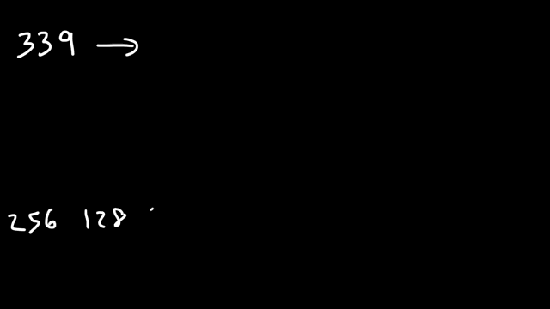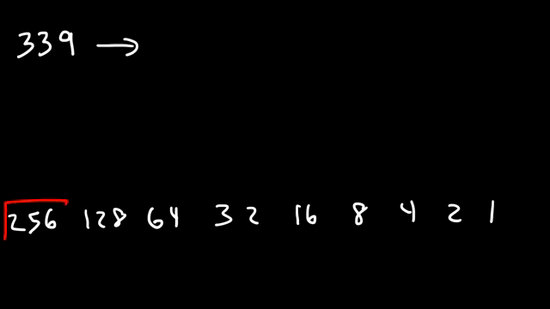Now here's another example. Let's try a bigger number, 339. Go ahead and work on that example. So this time, we need a number that's higher than 128. 128 times 2 is 256. So we're going to start with 256, and then 128, and then 64, 32, 16, 8, 4, 2, and 1. So 256 is the highest number in this list that's just under 339.